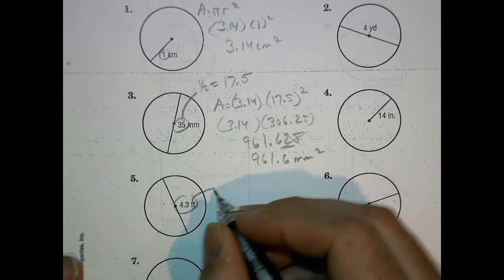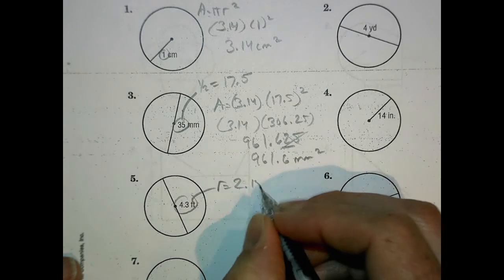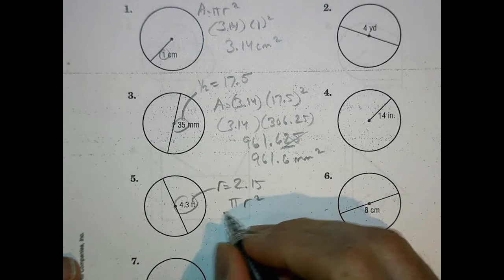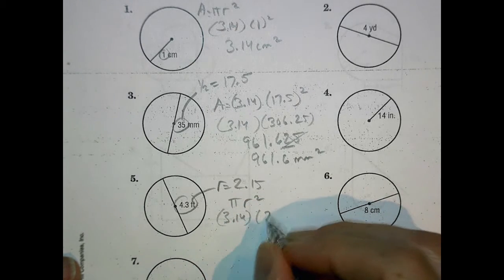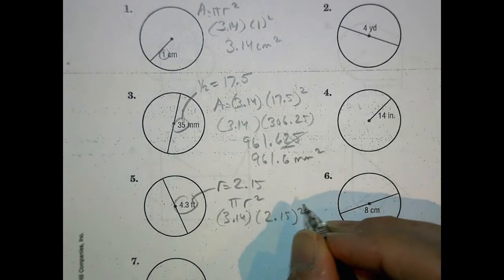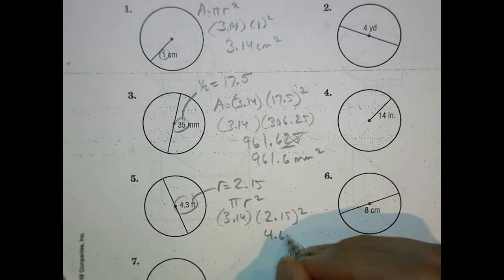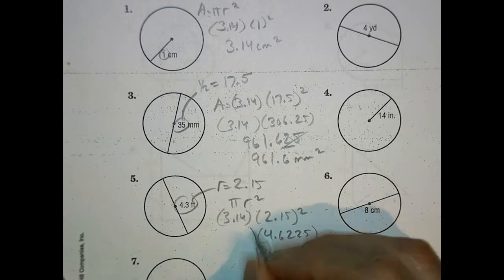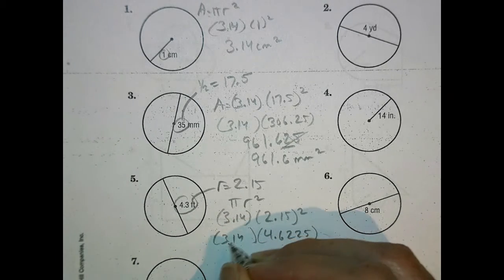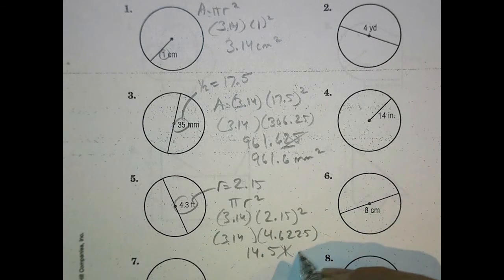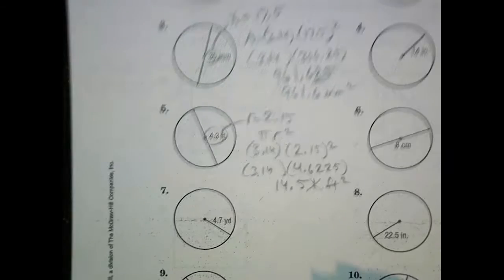The next one, we have 4.3 feet in diameter. So then as a radius, that means it's 2.15. So we're going to do pi r squared, 3.14 times 2.15 squared. 2.15 squared is 4.6225 times 3.14. Now we have 14.51 and a lot more. We're going to chop it off there for 14.5 feet squared.